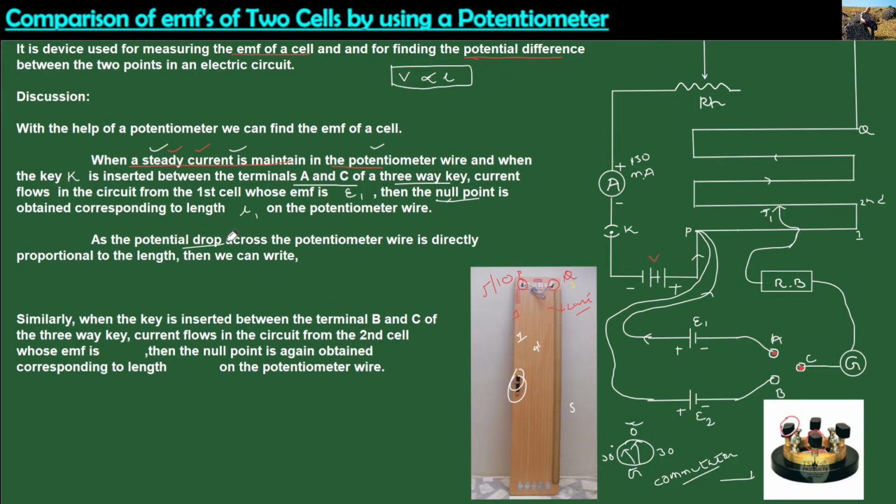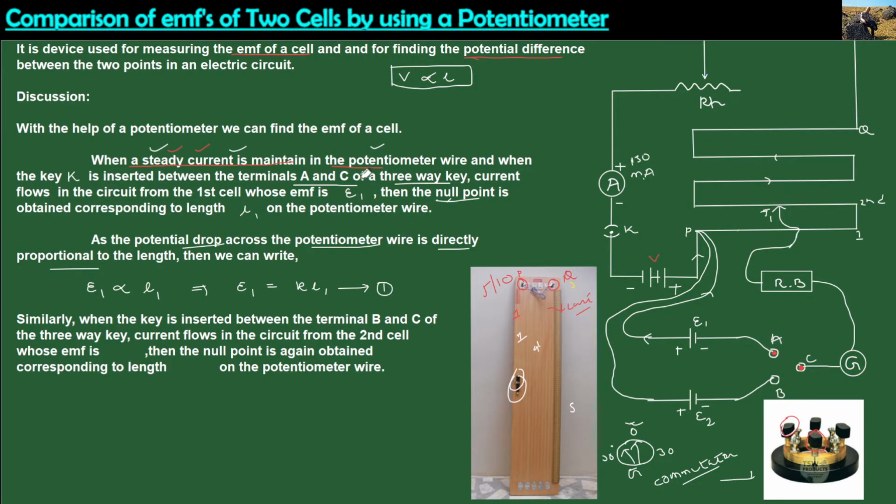As the potential drop across the potentiometer wire is directly proportional to the length, we can write, with respect to this E1, that E1 is directly proportional to L1, which implies that the cell EMF E1 is equal to K L1. We can mark this as equation number 1. So this is the first step.